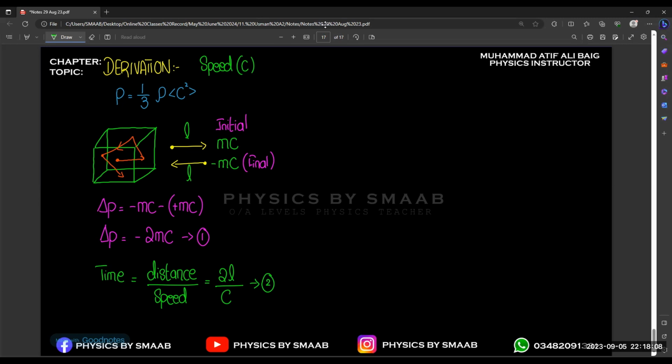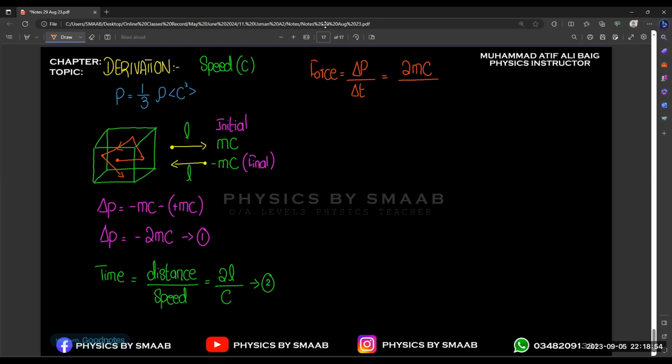Okay. And the third thing that we need to discuss is related to the change in momentum, right? Because you know that in the topic of momentum, we also studied that force is equal to rate of change of momentum, okay? So force is equal to rate of change of momentum, delta p over delta t. Now we already have the value of change in momentum. So change in momentum is equal to 2mc. We are just ignoring the minus sign because we know the minus sign is only for direction. We are not calculating direction right now. So we just take 2mc, okay?